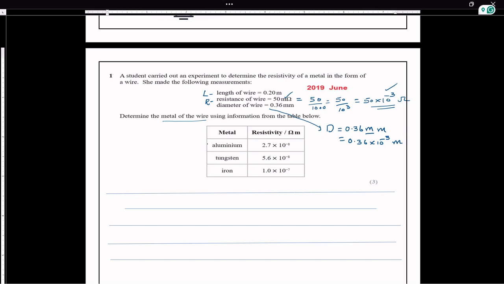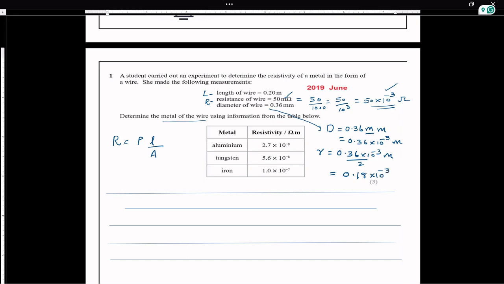We know the relation connecting resistance and resistivity. The relation is R equals rho L over A, where A is the area of cross section. Here only the diameter is given. Of course, we need the radius from this, which is half of this number, diameter over 2. So the radius is 0.18 times 10 to the power of negative 3 meters.